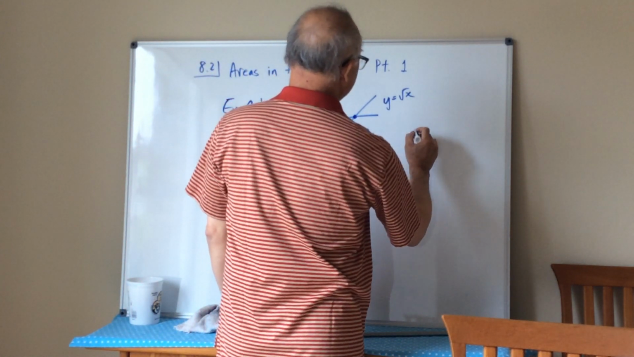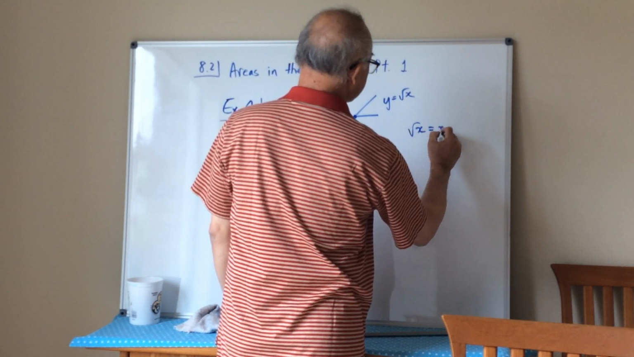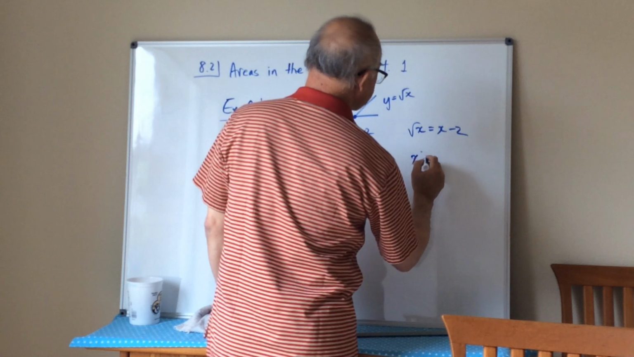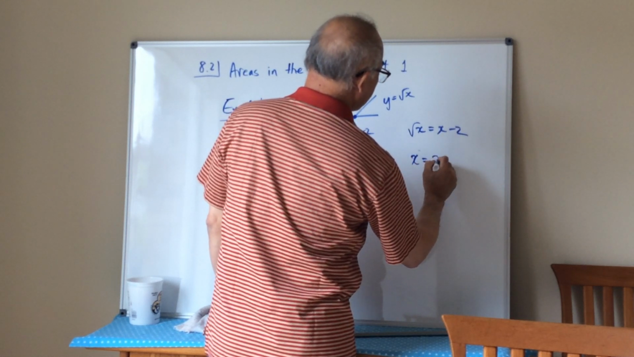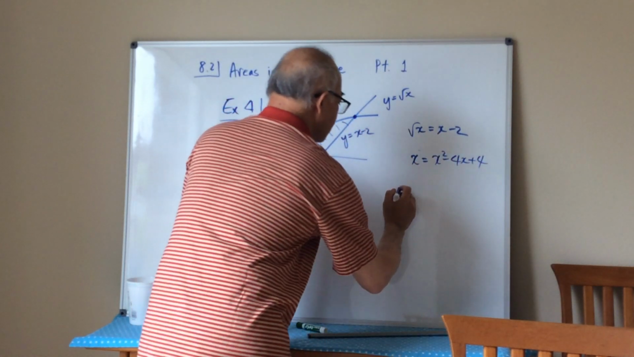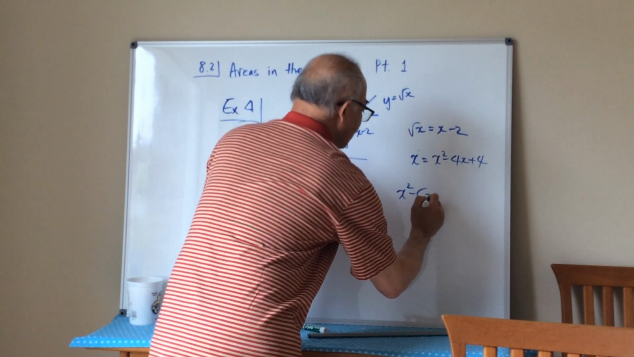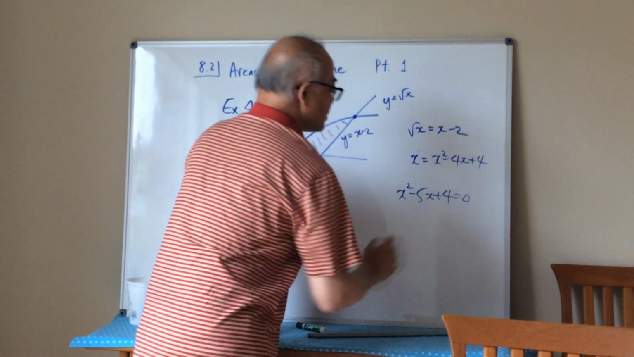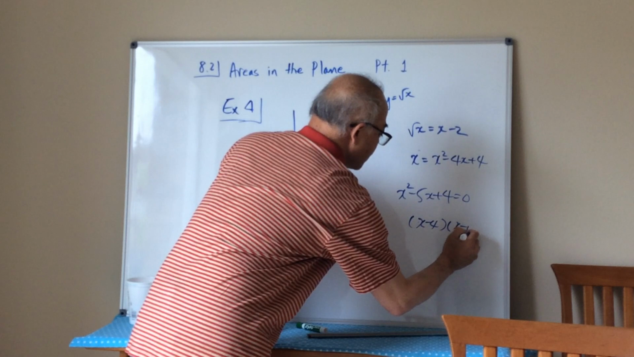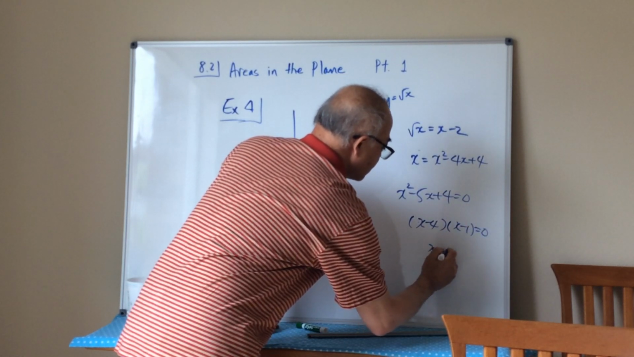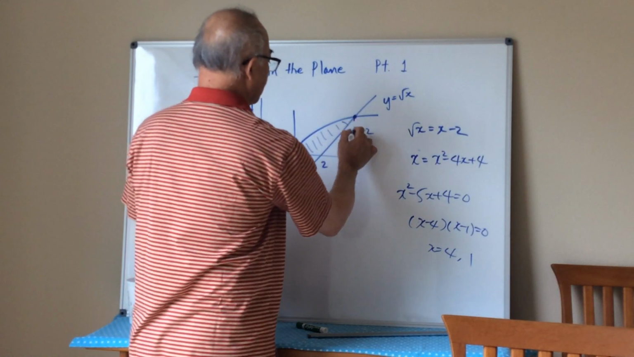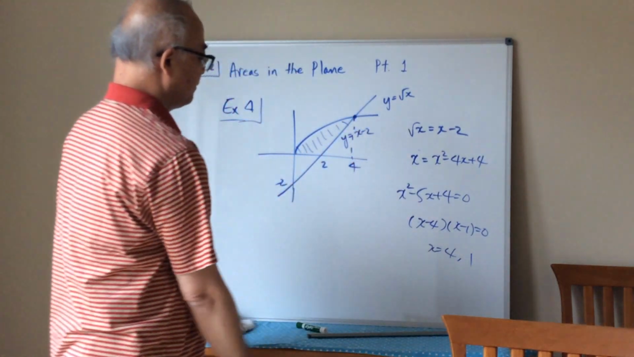Where does that happen? That happens when this is equal to that. So I square both sides. x is equal to x squared minus 4x plus 4. I move the x over. x squared minus 5x plus 4 is equal to 0, right? So I'm going to get (x minus 4)(x minus 1) is equal to 0, x is equal to 4 or 1. Okay, so obviously since this is 2, this point is going to be equal to 4.